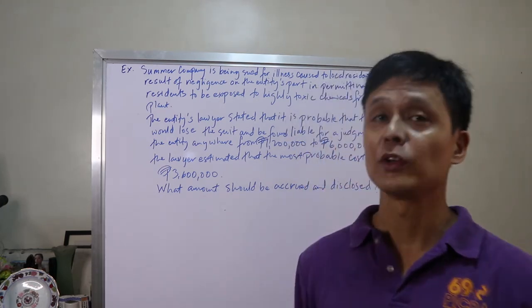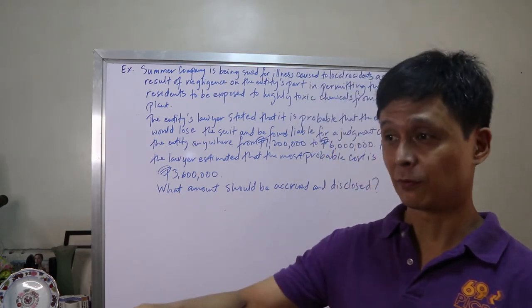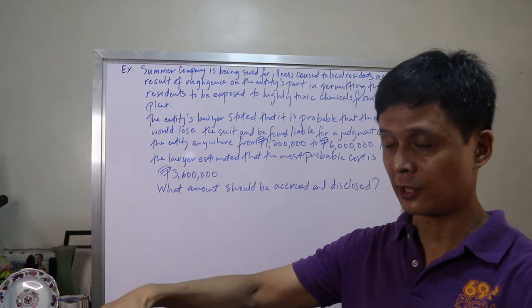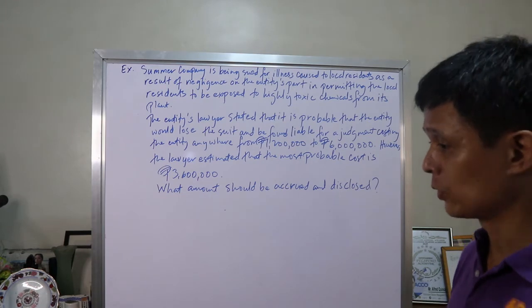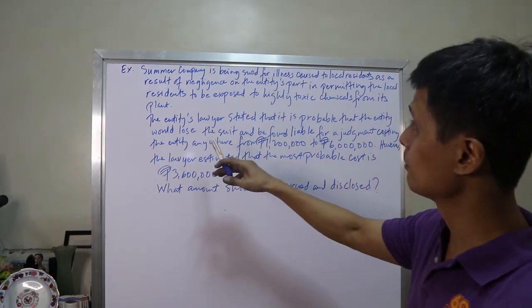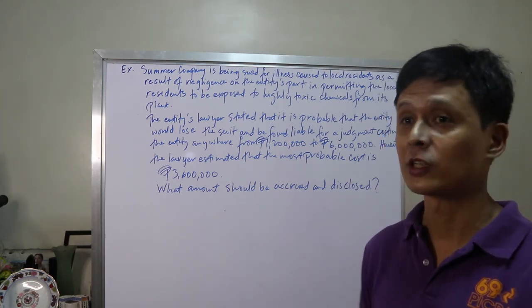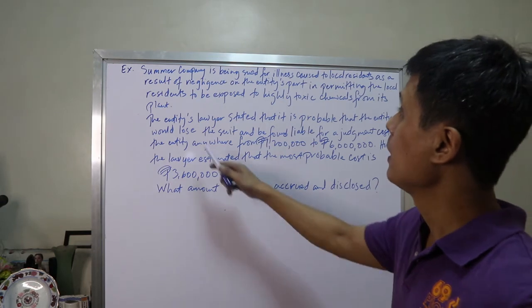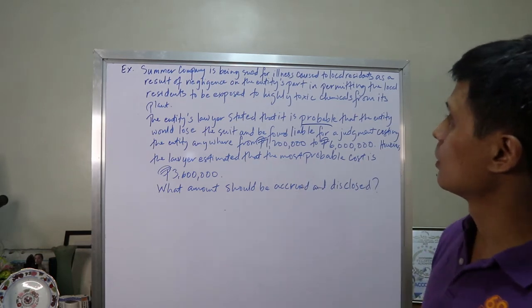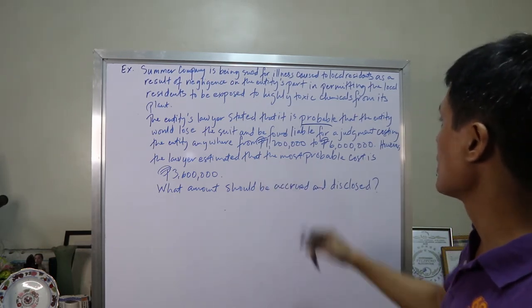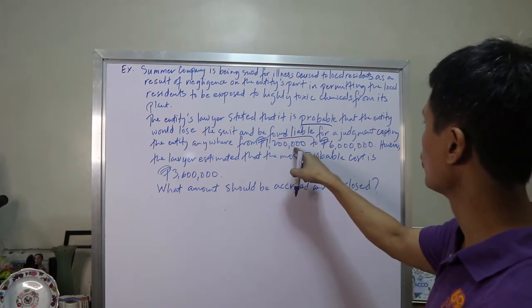So like the previous example we had, no, this is quite common sa mga ibang factories, sa mga ibang entities na merong mga toxic materials, no, that can harm yung inhabitants dun sa paligid, no? So, ang consequence, and of course, they will sue yung company. The entity's lawyer stated that it is probable that the entity would lose the suit and be found liable for a judgment costing the entity anywhere from 1.2 million to 6 million.